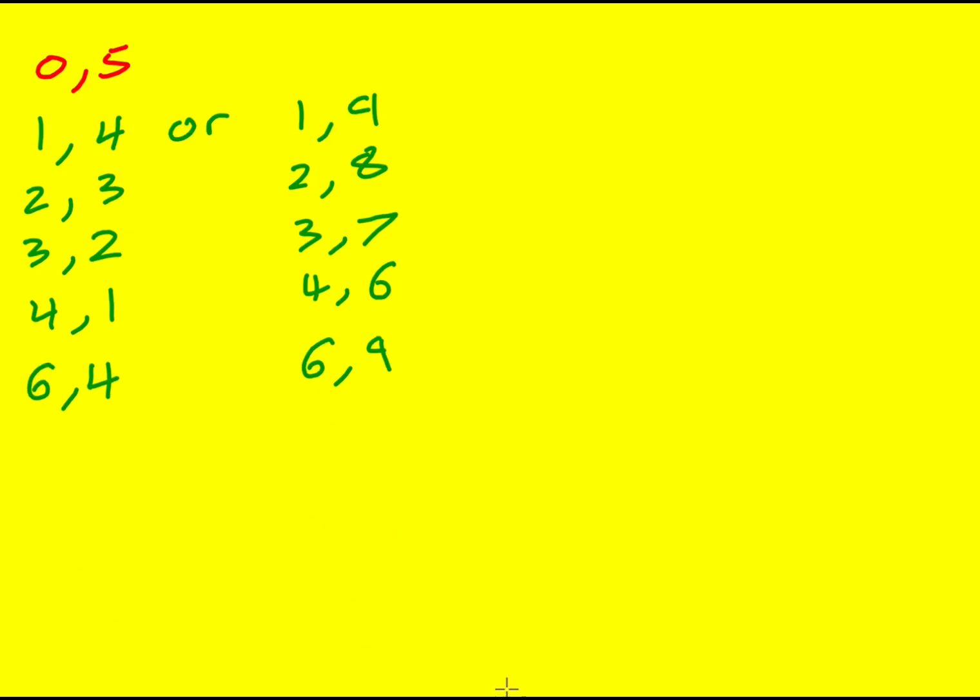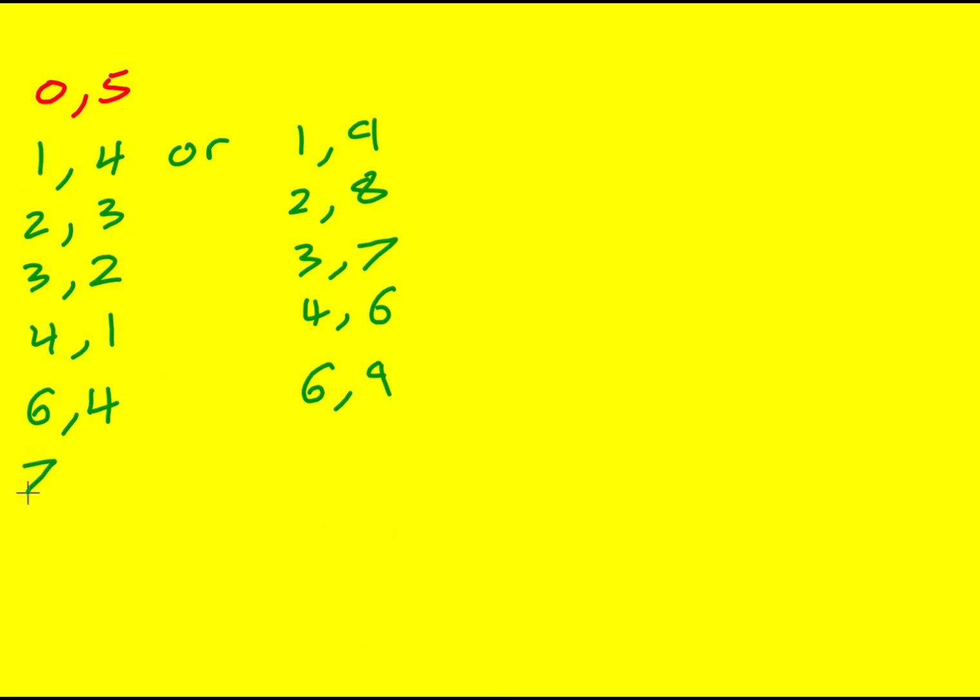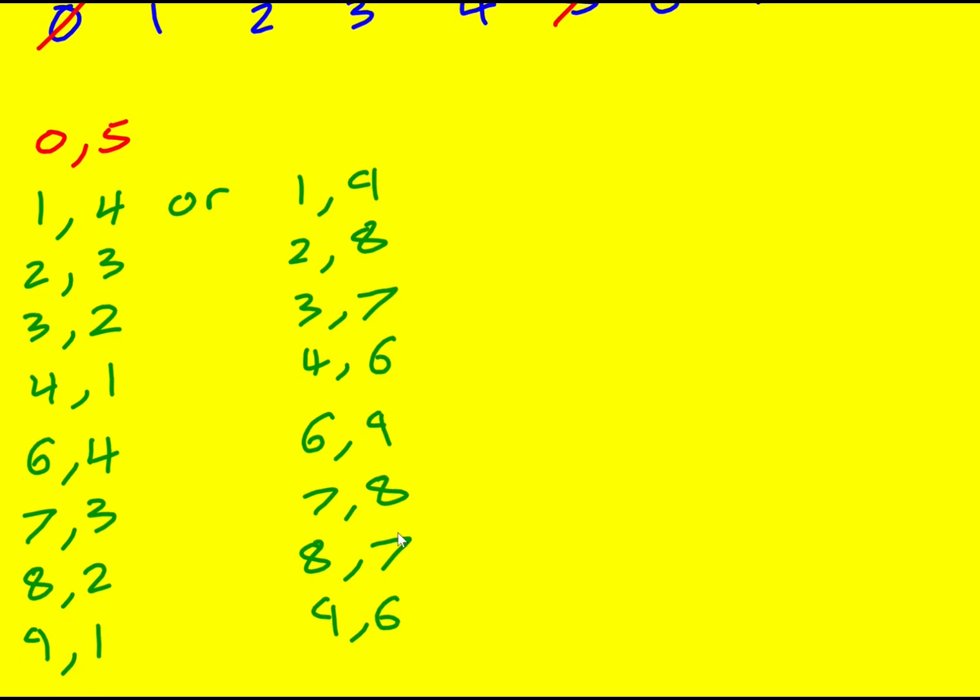Can I just systematically work my way through this? I will show you a better way in a minute. 7 and 3, or 7 and 8. 8 and 2, or 8 and 7. And then 9 and 1, or 9 and 6. Okay, so those are the groups. So, right, now I wrote down the possibilities.